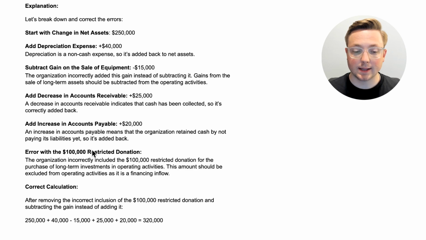And then it looks like they had another error here. And again, we're going to do their calculation to see how they got $450,000 here. The organization incorrectly included the $100,000 restricted donation for the purchase of long-term investments in operating activities. This amount should be excluded from operating activities as it is a financing inflow.